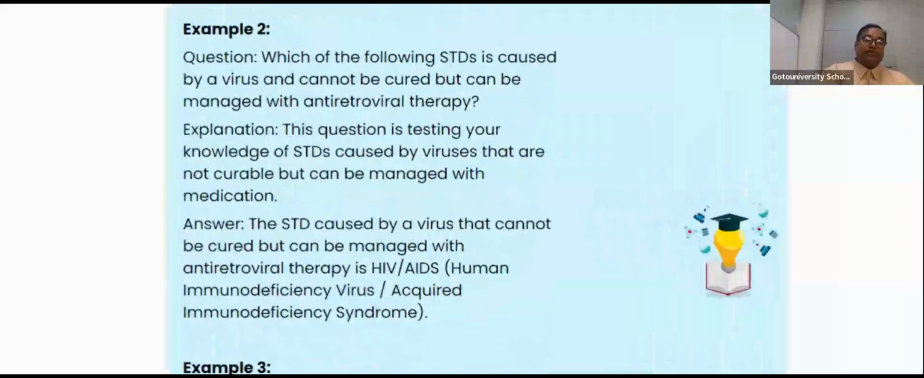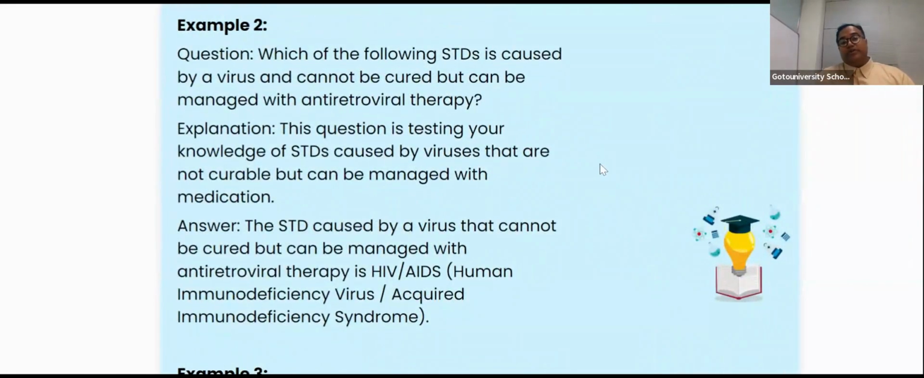Which of the following STDs is caused by a virus and cannot be cured but can be managed by antiretroviral therapy? Antiretroviral therapy means what? We know very well, HIV treatment is done by antiretroviral therapy. We can't stop the HIV existence, but we can stop the HIV multiplication. I can control HIV multiplication. In the case of syphilis, gonorrhea and others, I can control them, but in HIV, I can't cure it. So these are the worked examples.